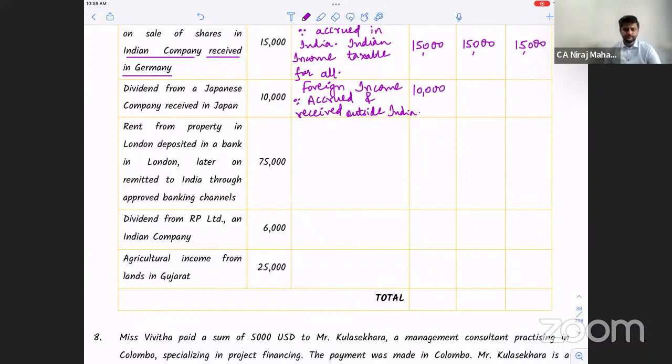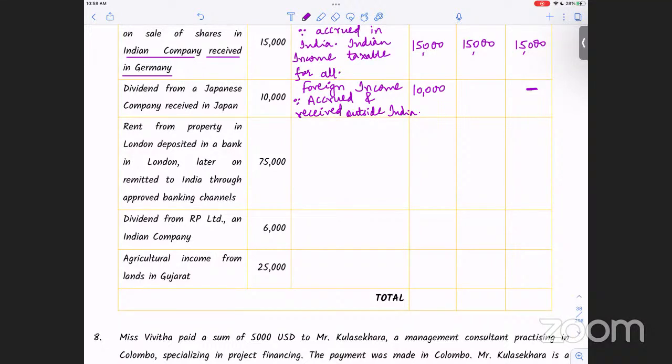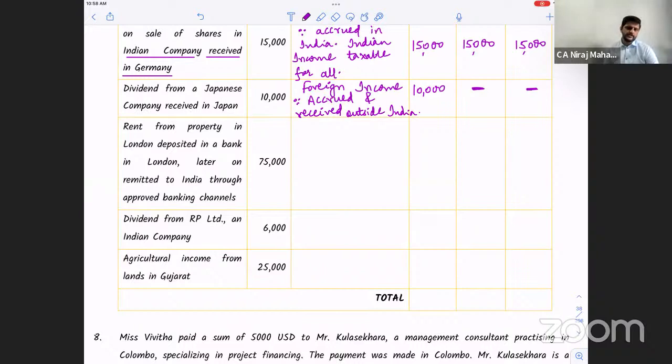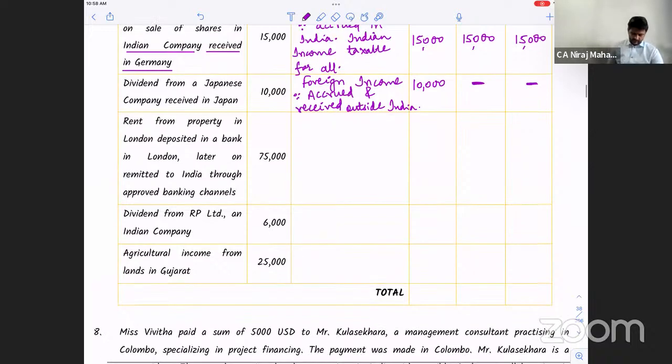NR, non-resident: it is foreign income, so not taxable. What about RNOR? Is it a special type of foreign income? It is not. Special type of foreign income is only if it is a business or profession set up and controlled from India, and they have not given that here. So it is foreign income and not special type of foreign income, so not taxable in India. Clear till here?